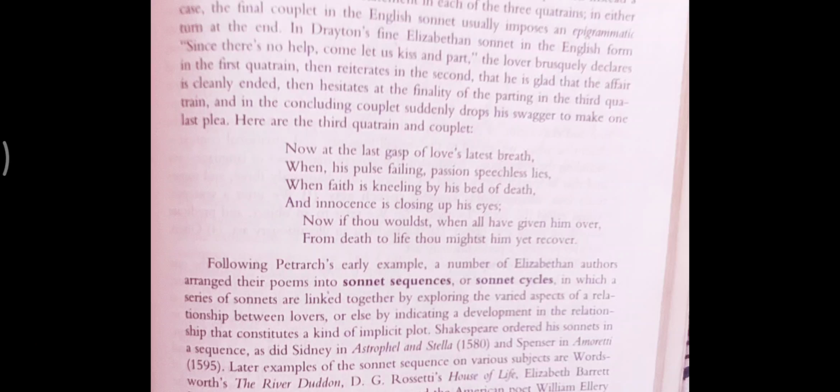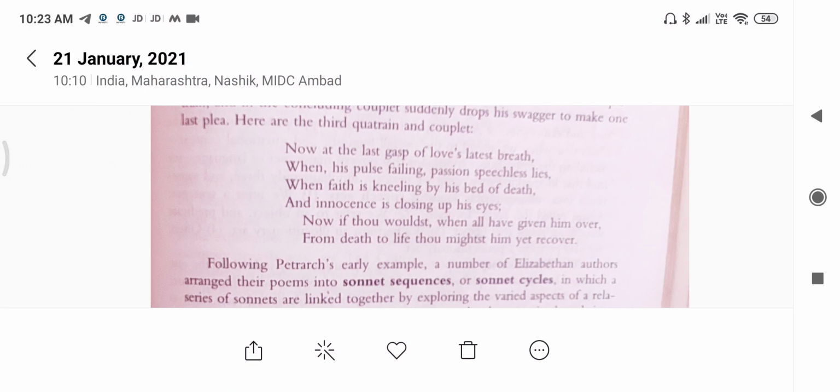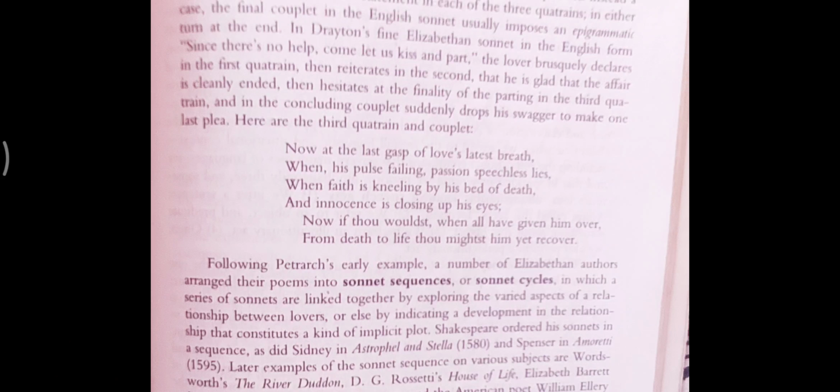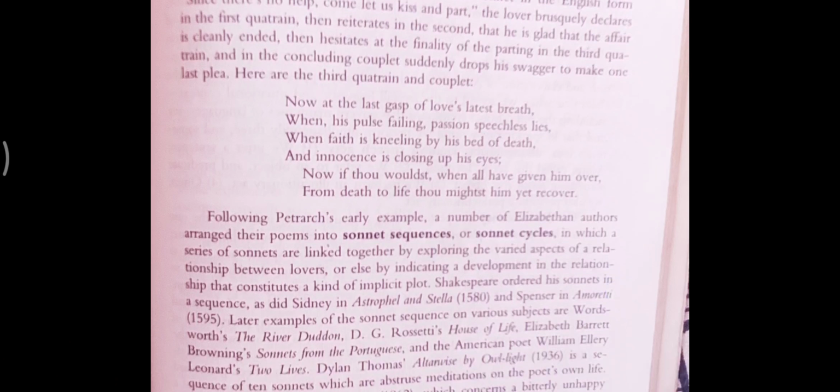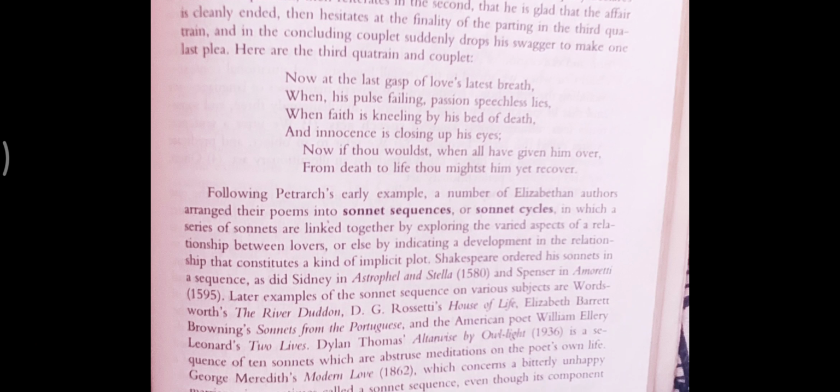Drayton, an Elizabethan poet, in "Since there is no help, come, let us kiss and part," has the lover brusquely declare this in the first quatrain, then reiterate it in the second. He is glad that the affair is clearly ended. So, the kind of swagger that the lover has made is explained in the quatrain and the couplet.